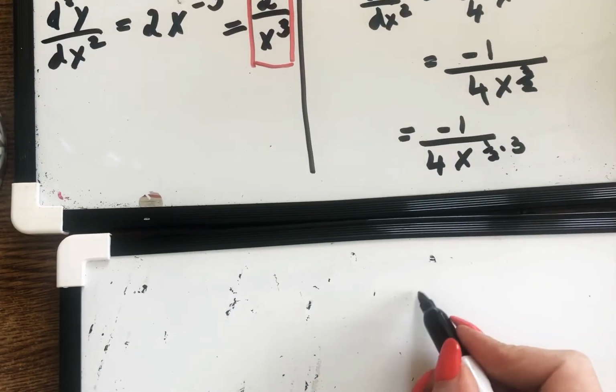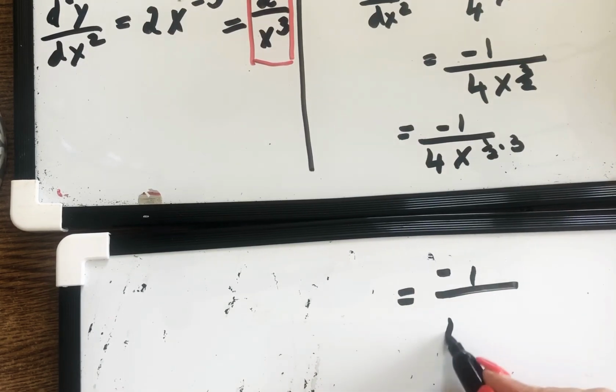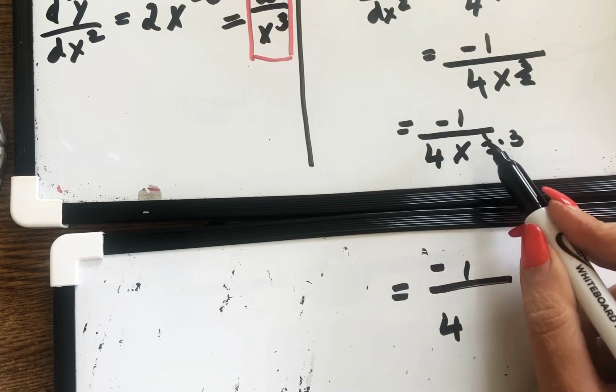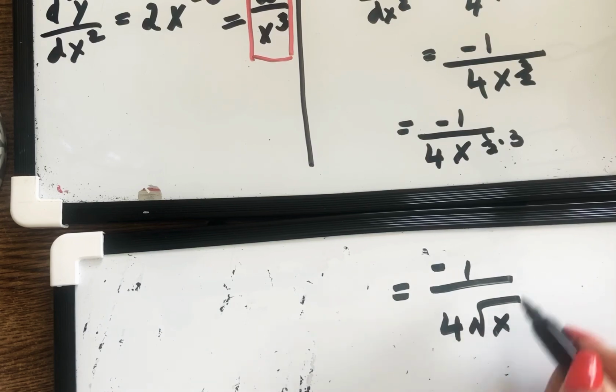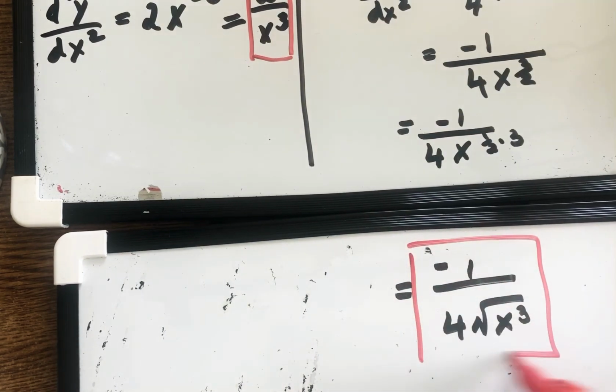So we have negative 1 over 4. Well, we know that this x to the power of a half is represented by the square root of x. But don't forget as well that the 3 is inside with our x. So there we have our answer to part B.